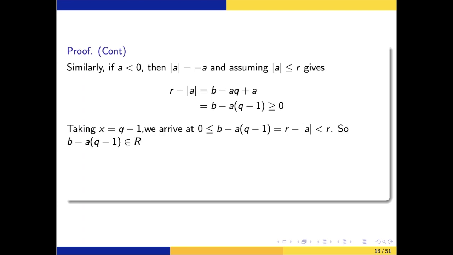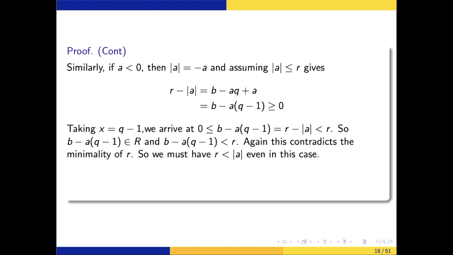So b minus a into q minus 1 is another element of r that we can find that is less than r, and this is a contradiction because it contradicts the minimality of r. So again, even if a is negative, we must have that r is less than mod a.